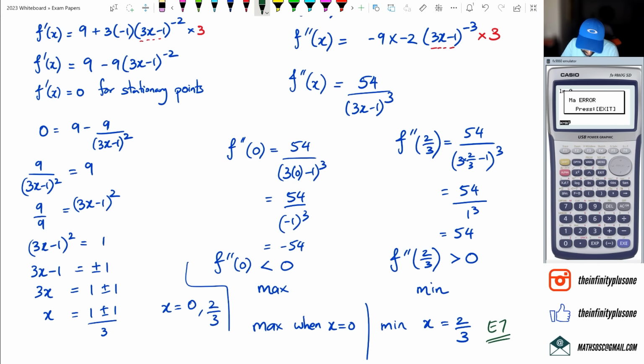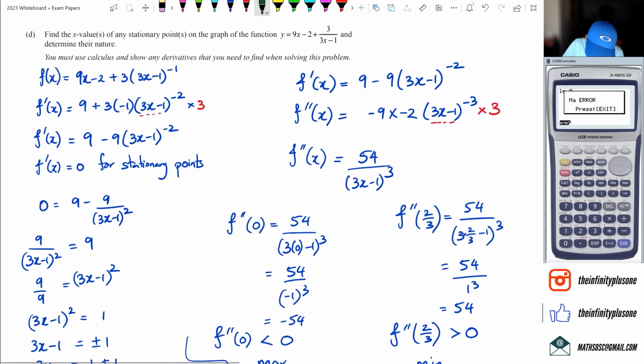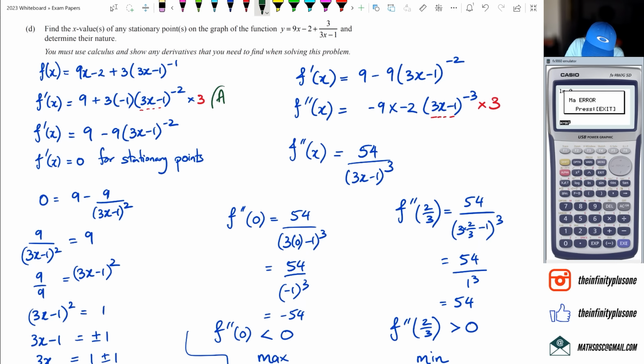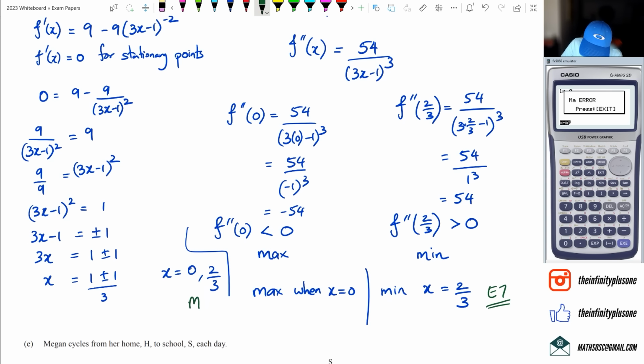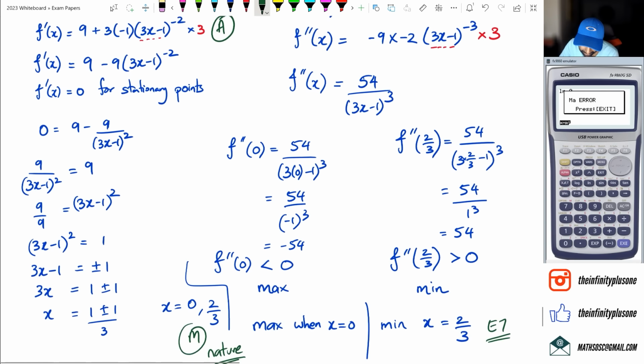Correct solution with correct derivative is worth an Achieved. So that is somewhere here. A Merit is the nature of each turning point stated, but not determined. So it could be somewhere here, but you still have to mention the nature of the points to get the full Merit. You can probably graph that and visually look at where the maximum and minimum is and state that. That's one way of doing it.